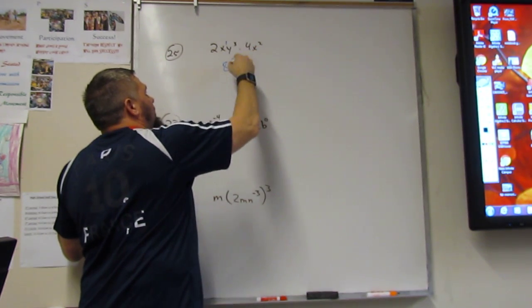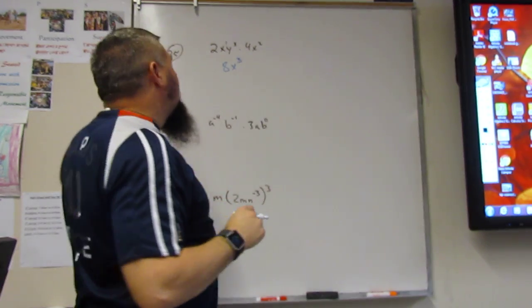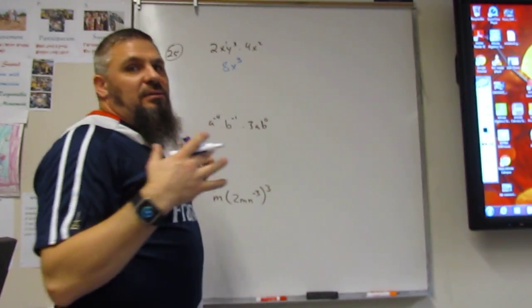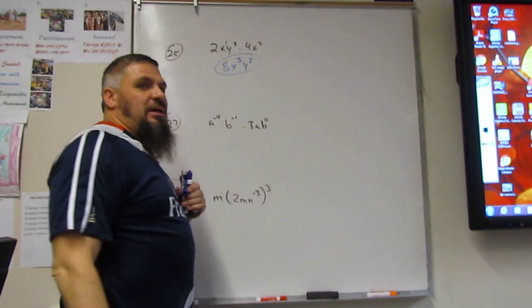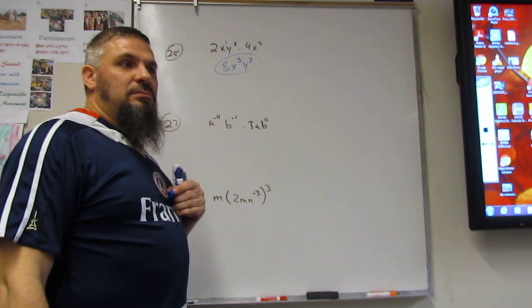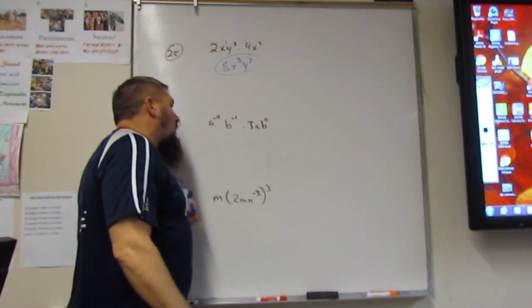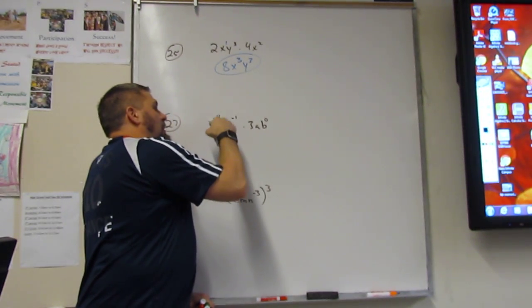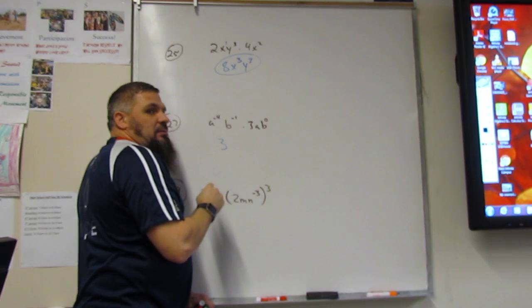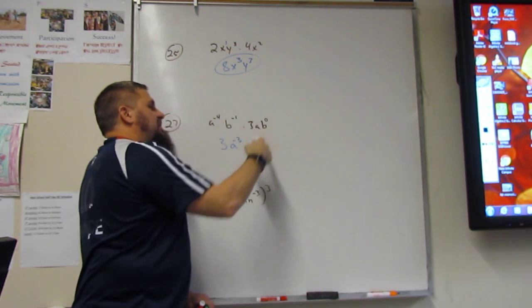X times x squared. Y cubed. Y cubed. Done. Okay. 3 times 1 is 3. Negative 4 plus 1. Negative 1 plus 0.